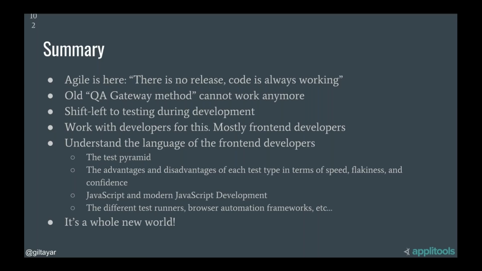So, in summary, Agile is here. There is no release. Code should always be working. The QA gateway method, integration time, testing time cannot work anymore. We need to shift left to testing during development. We need to work with developers for this, mostly front-end developers. And to do that, we need to understand the language of the front-end developers.